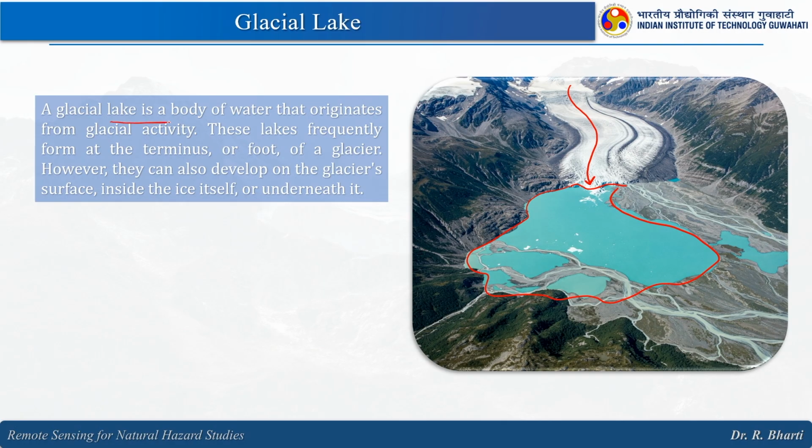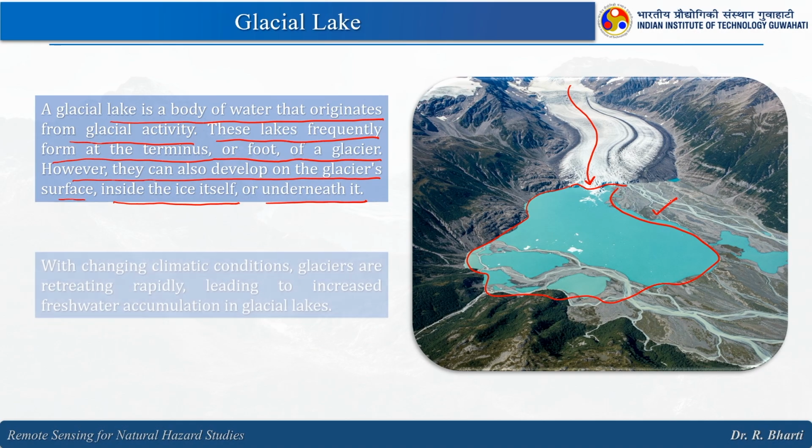So a glacial lake is a body of water that originates from glacial activities. These lakes frequently form at the terminus or foot of a glacier. However, they can also develop on the glacier surface, inside the ice itself or underneath it. So I hope you remember the different types of glacier, supraglacial and other forms. So here this is one of the types.